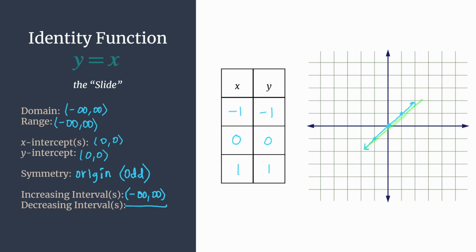We are never decreasing. Watch some of the videos on the other essential functions and you'll see something a little bit more complex with this. This one's a simple case where you're just increasing over the whole graph. But with many of the others, you'll have much more interesting intervals of increasing and decreasing, and you'll get some good practice with that. So this is the identity function, y equals x, or the slide, and some of its characteristics.